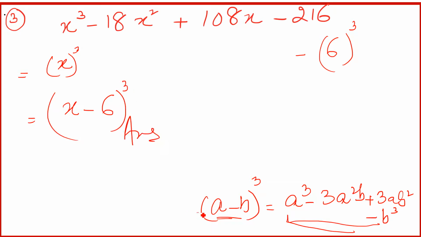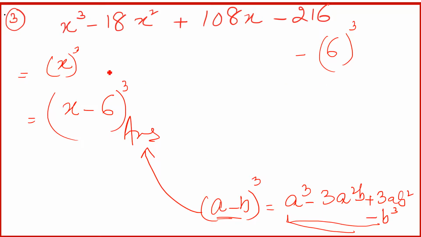The requirement is this, a minus b. What is a? What is b? So a is x, b is negative 6. So simple. But for your exam, you have to fill this part as well. This is the direct answer, right? So just follow this.